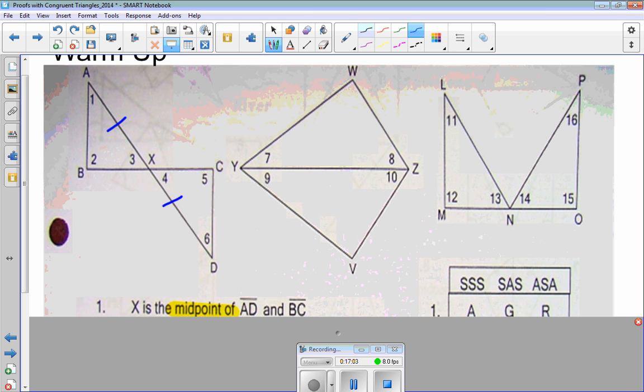It also says that x is the midpoint of BC. So what 2 segments would be congruent based on that? Go ahead.